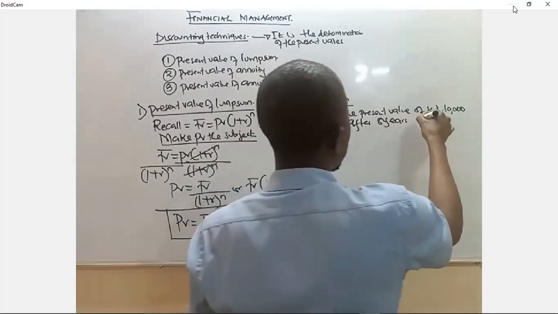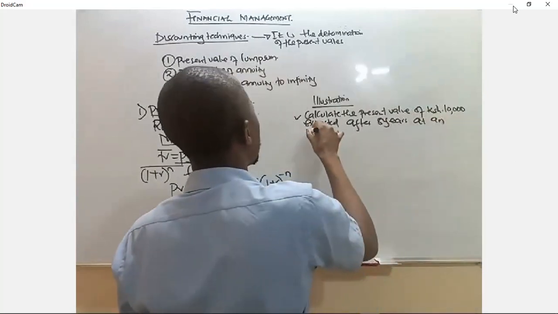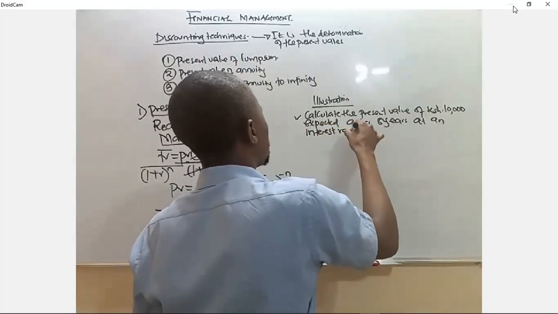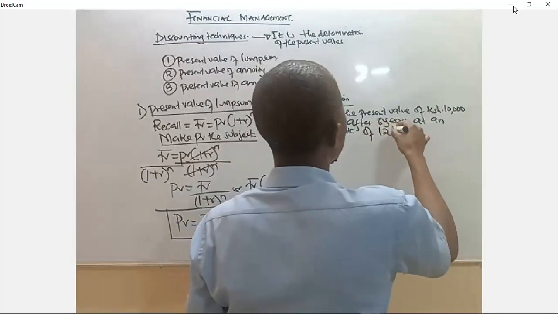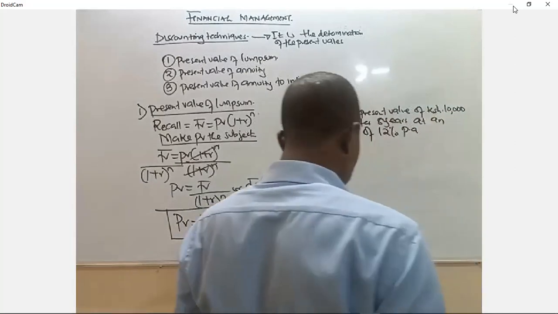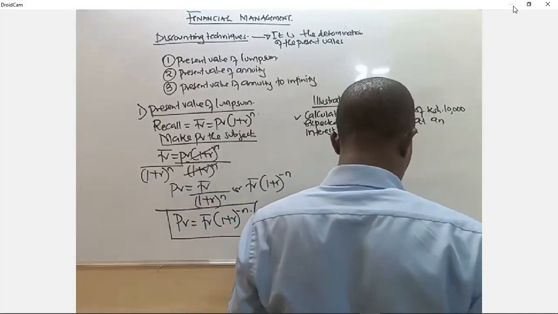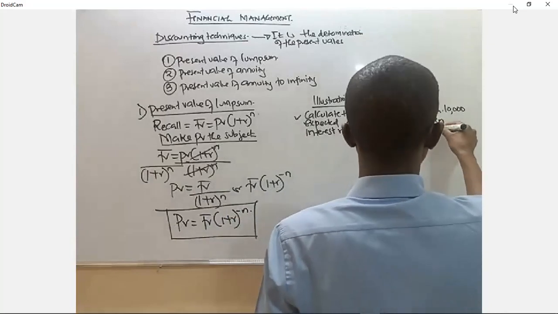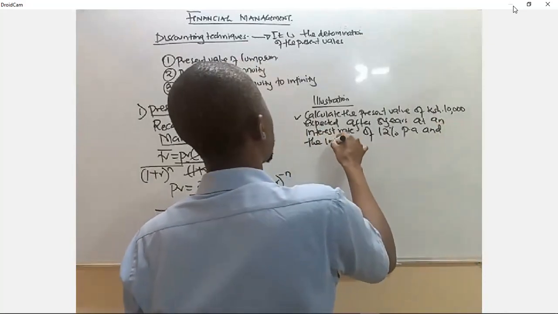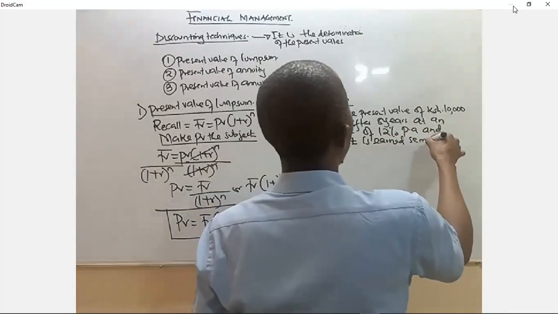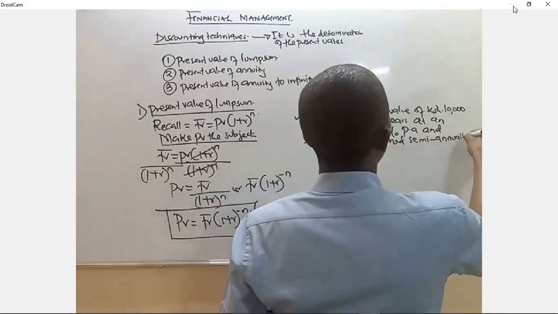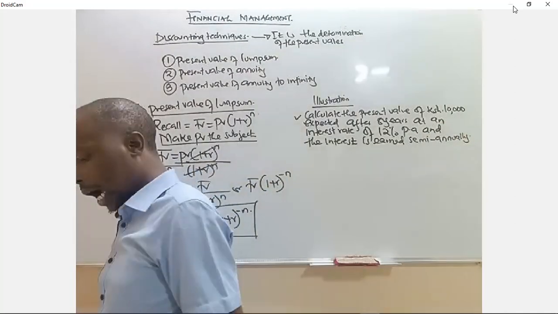At an interest rate of 12% per annum, and the interest is earned semi-annually. These are your terms, note them carefully: semi-annually.